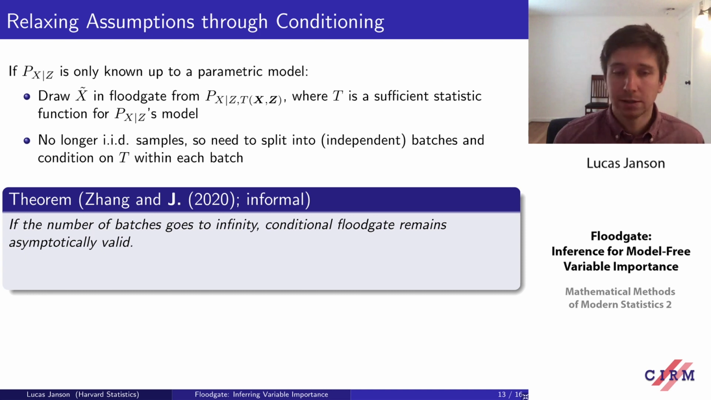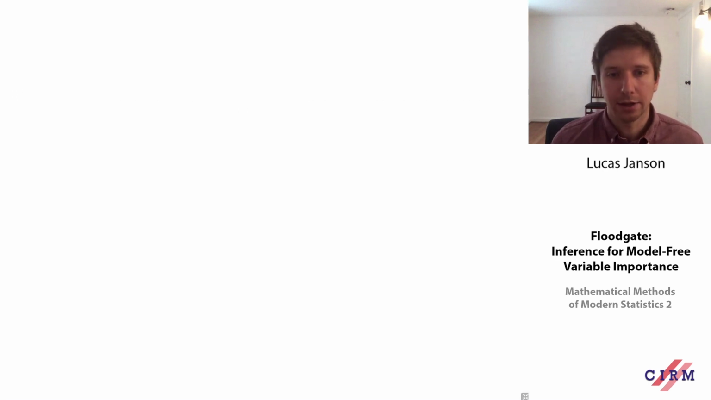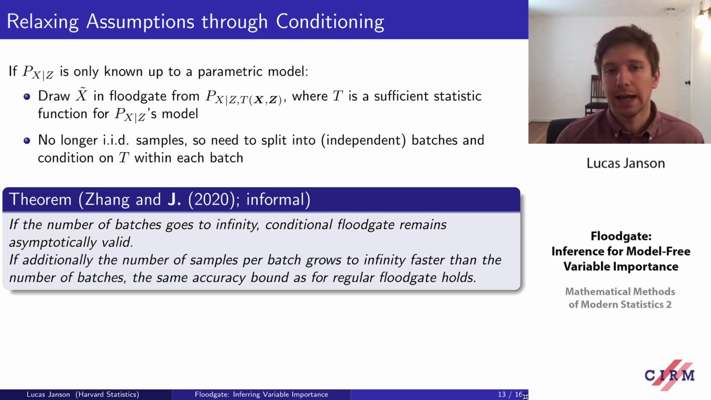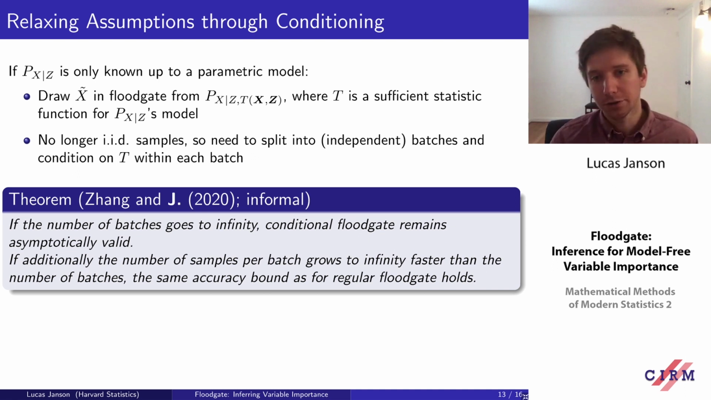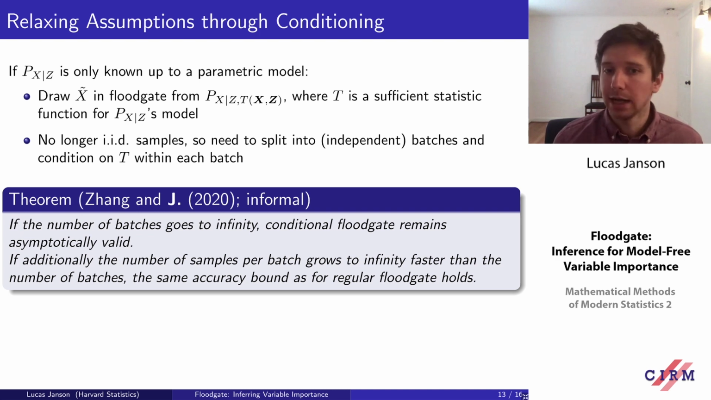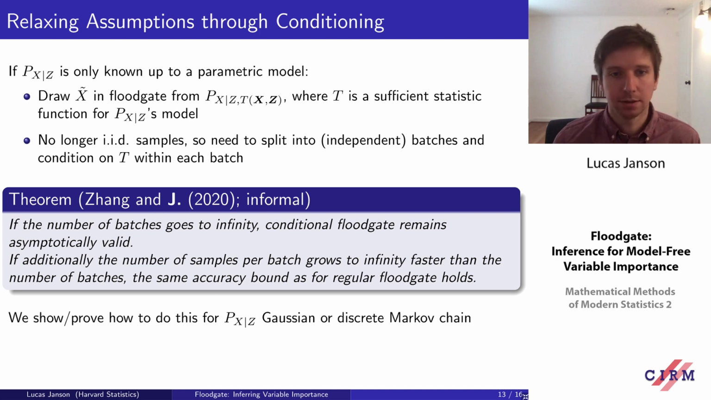So the only thing we might suffer from, which we might expect since we're weakening our assumptions, is that we may lose accuracy. But it turns out that as long as the number of samples per batch also goes to infinity and does so at a faster rate than the number of batches, then we actually get, at least up to a constant, the same accuracy bound as for regular Floodgate. So that's pretty nice. We show how to do this, how you condition and how you sample.